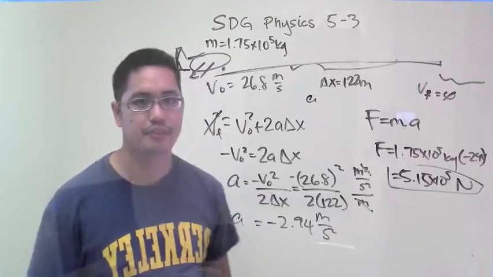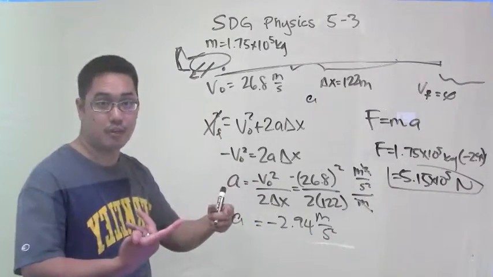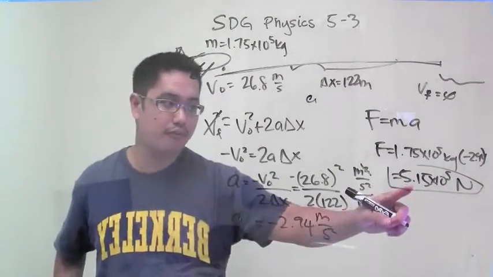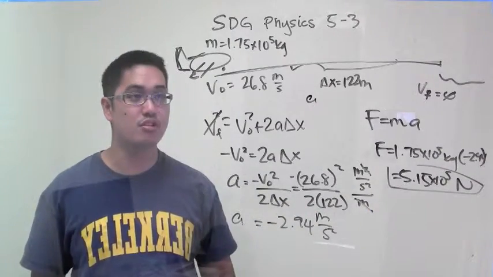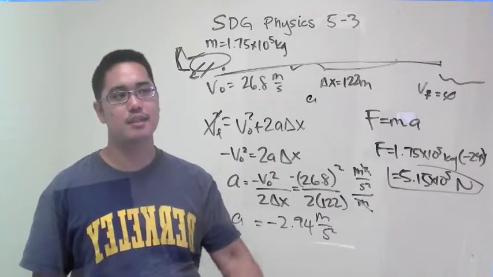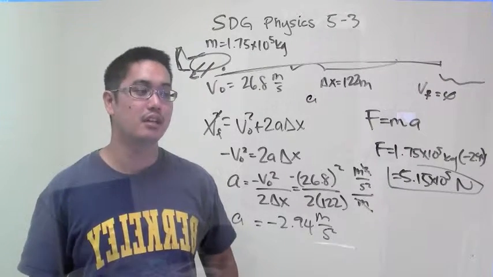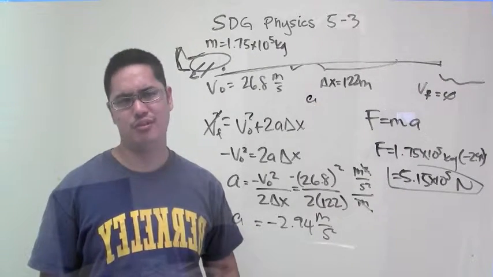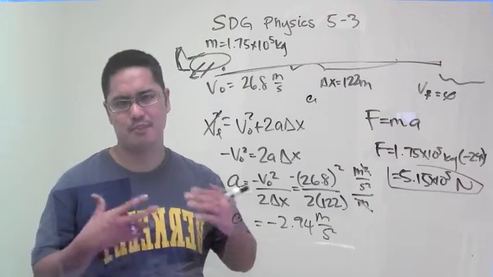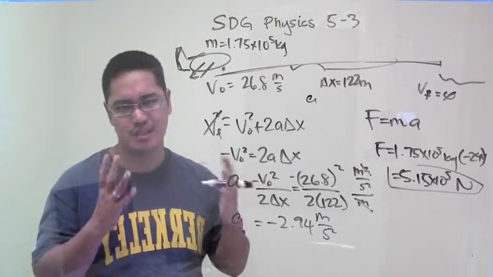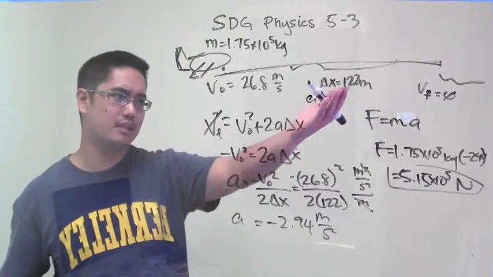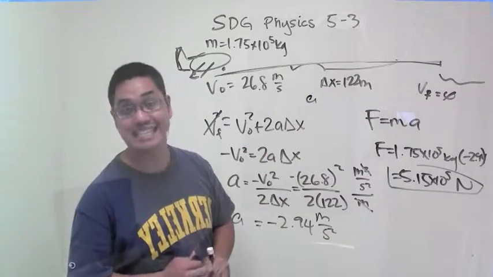It's a big force. So if we had Superman around, and if Superman could apply 5.15 times 10 to the 5th newtons of force, he would stop this airplane in 122 meters. However, we don't have Superman, so we use foamcrete. I think it's a play on concrete, but it's like foam. Anyway, we use foamcrete to stop this thing in 122 meters, and that's how it's done.